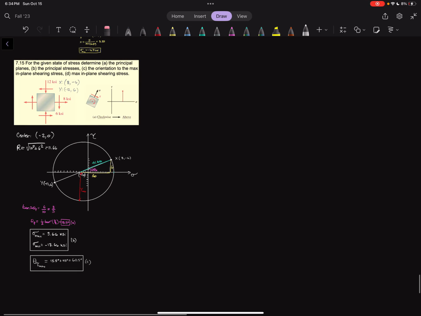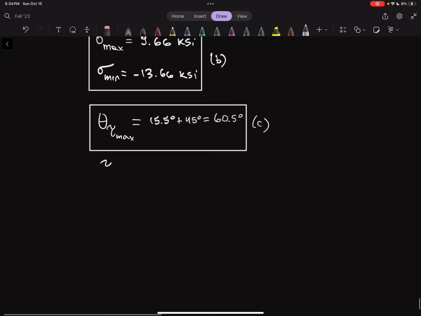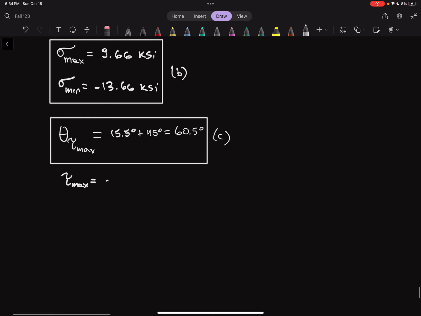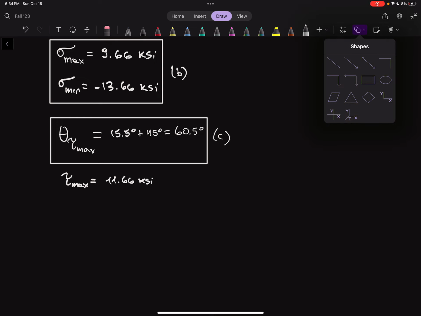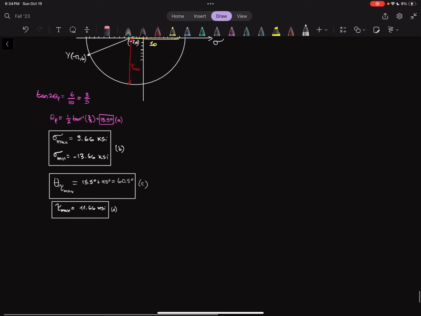C. And D, the max in-plane shearing stress. And tau max is just the radius, which we've already found, which is 11.66 KSI. D. So now let's sketch.